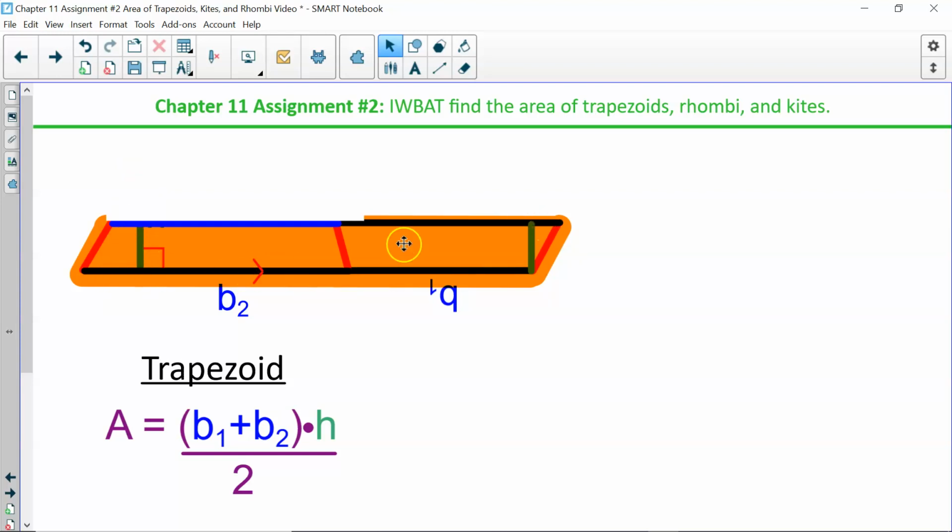So the area of this parallelogram is B sub 1 plus B sub 2 times the height, which is just the original height divided by 2. So that is how we get the trapezoid area formula as B sub 1 plus B sub 2 times the height divided by 2.